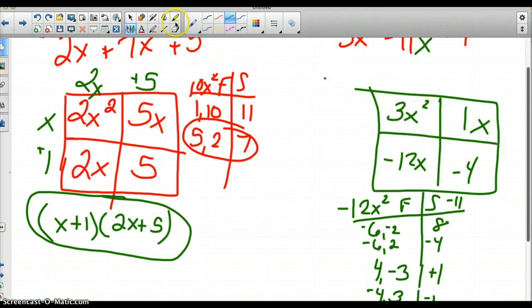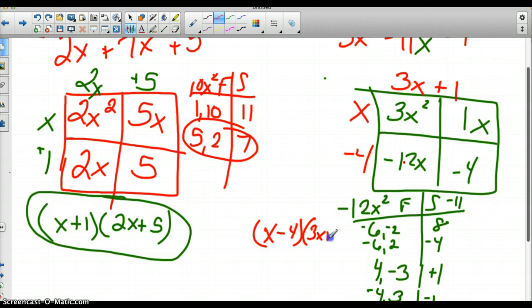Okay, we do our GCF from both rows and columns. So 3x squared and 1x is x. Negative 12x and minus 4 gives you negative 4. 3x squared and negative 12x gives you 3x, and 1x and 4 gives you plus 1. So your answer is going to be x minus 4 times 3x plus 1.